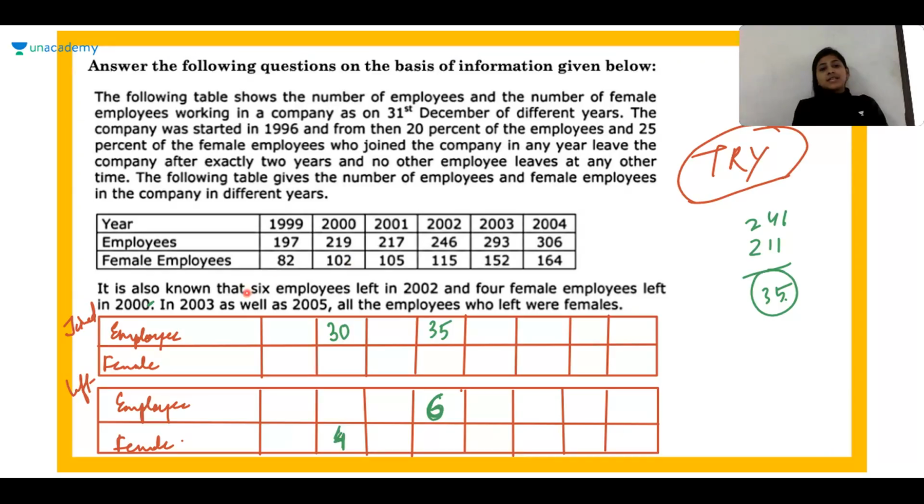So they have given us that 6 employees left in 2002. If 6 employees leave in 2002, the number of employees should have become 217 minus 6. It should have become 211. Instead, it became 246, which means 35 employees would also have joined. Yes, Dhruv.